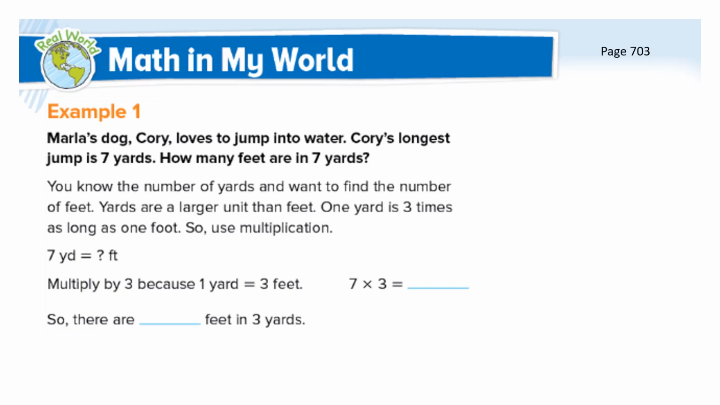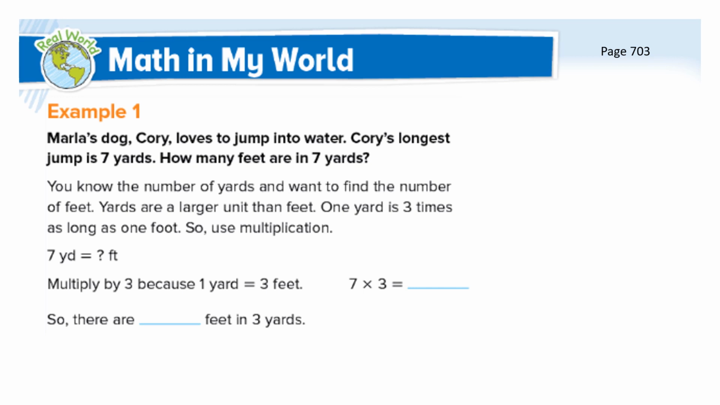So would you please turn to page 703 and we'll do some more practice together. Marla's dog, Corey, loves to jump into water. Corey's longest jump is 7 yards. How many feet are in 7 yards?